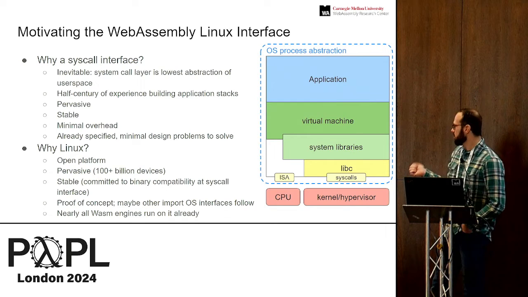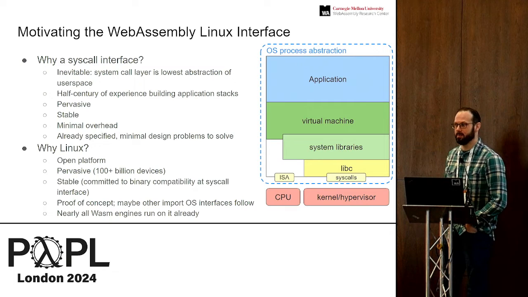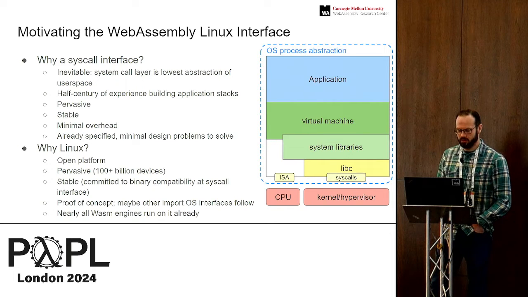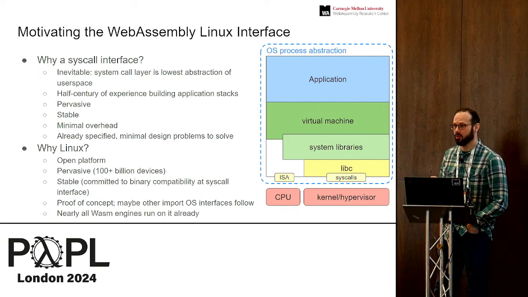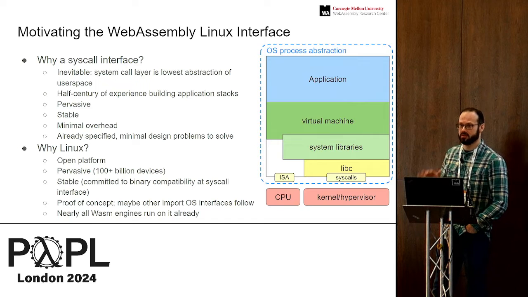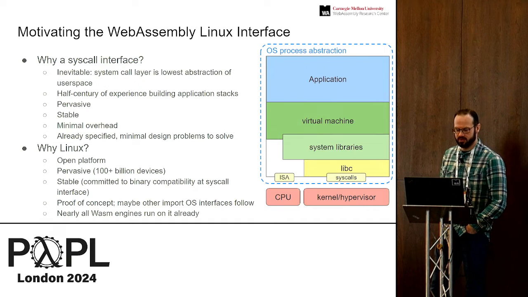Why did we pick Linux? For the same reason that we pick WebAssembly. It's an open platform. It's pervasive on so many devices. There's probably 100 billion devices in the world that actually run Linux. It's stable too, and it's more stable than most operating systems. In particular, Linus Torvalds himself has the quote: don't break user space. So the actual ABI for the kernel is so stable that you can take a binary from 1995 and it will run on today's Linux if it's the same CPU.